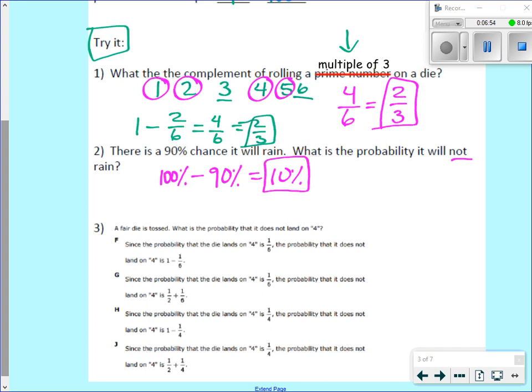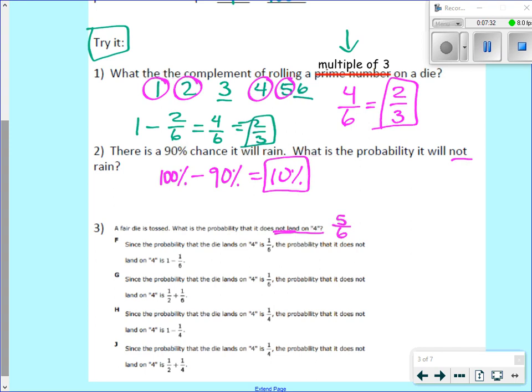Number 3, a fair die is tossed. What is the probability that it does not land on 4? Okay, before I look at my answer choices, let's go ahead and find the probability of not landing on 4 on a fair die. And a fair die just means there are 6 sides numbered 1 through 6. So not landing on 4, there are 5 numbers that are not 4 out of 6. So it would be 5/6.